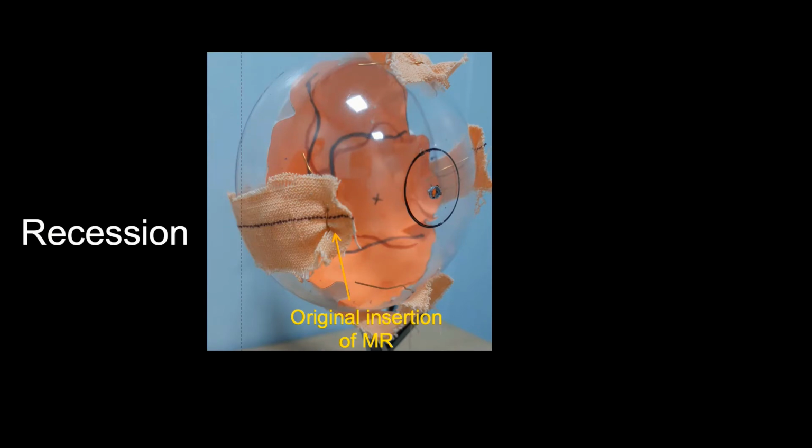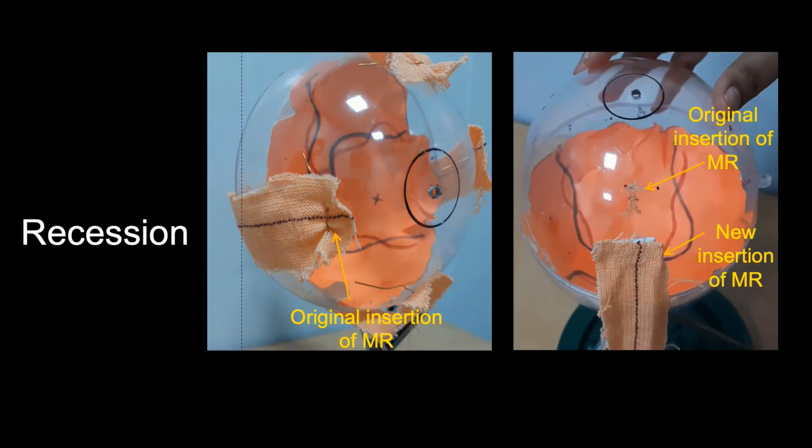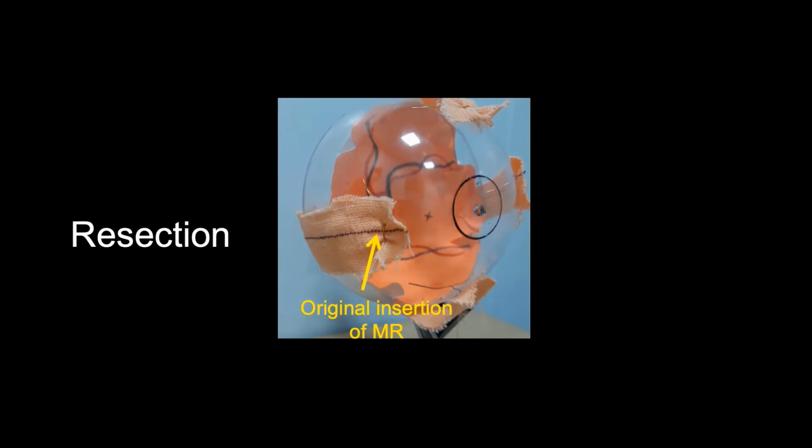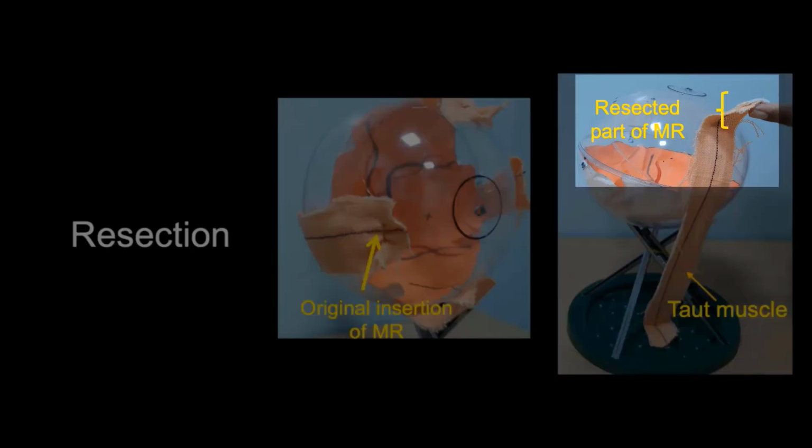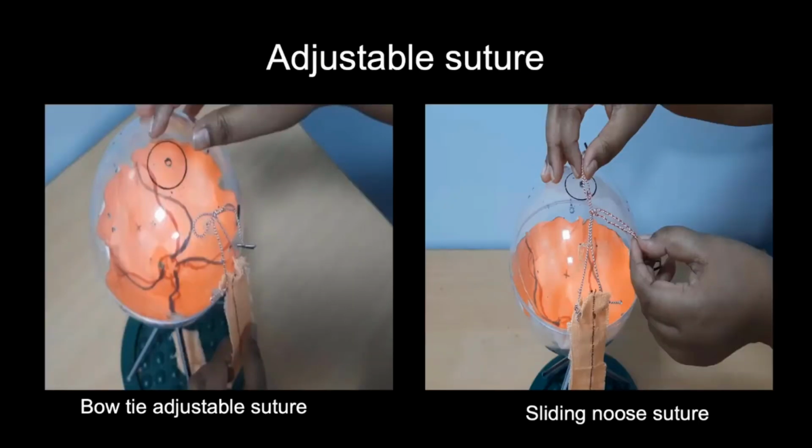In recession, we have detached the muscle and attached it posteriorly using a double tape. In resection, we have detached the muscle and taken the muscle anteriorly and attached it to the original insertion point, with the bracketed area showing the resected part of the muscle. Here we have shown both the bow tie and the sliding noose type of adjustable suture using a paper tag.